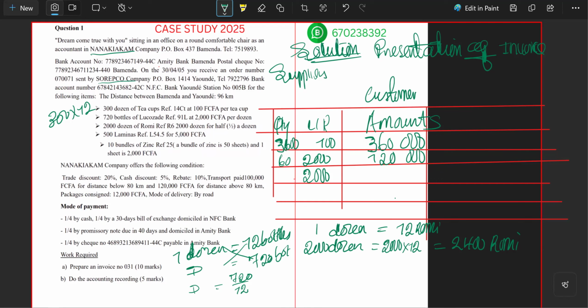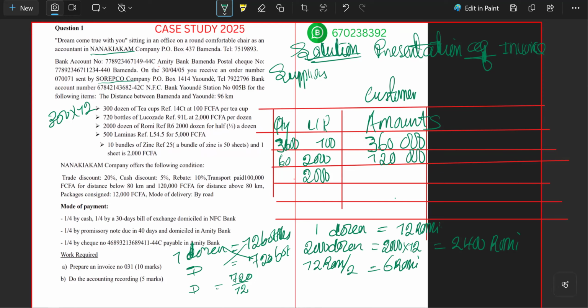Okay, so if they took half, so half now will be, so half of 12 Romy divided by 2 will be equal to what? 6 Romy. That's a half. So now we are going to have the total number of Romy that was bought, the quantity.